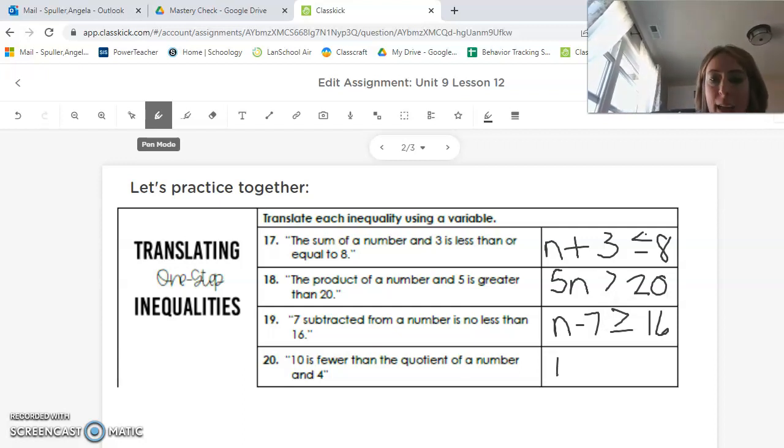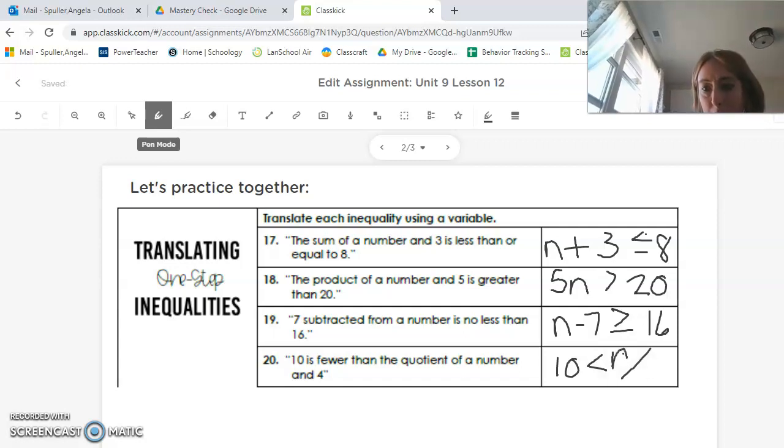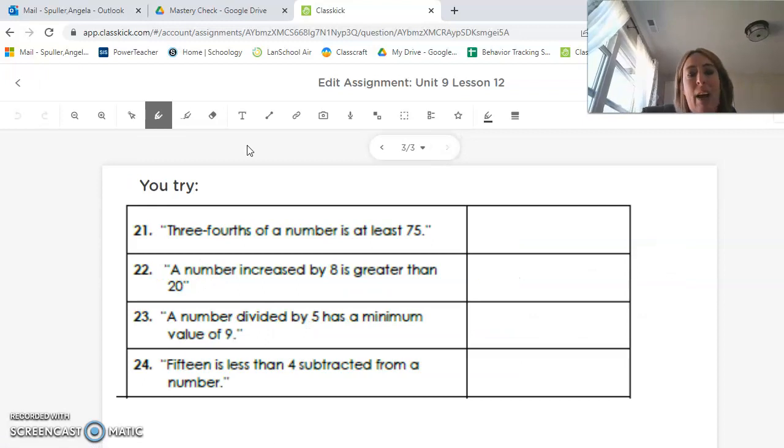And then 10 is fewer than, less than, the quotient of a number and 4. Quotient means division. Great job. All right, now it's your turn to practice this. Go ahead and pause this video, do these 4, and then come back and see how you did.